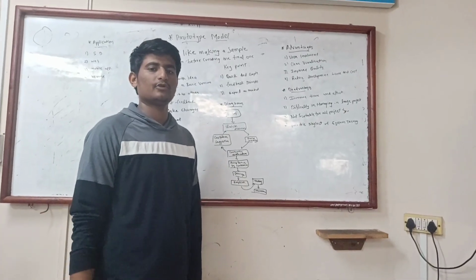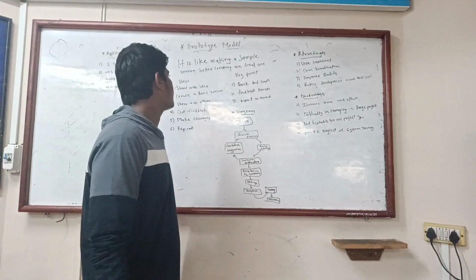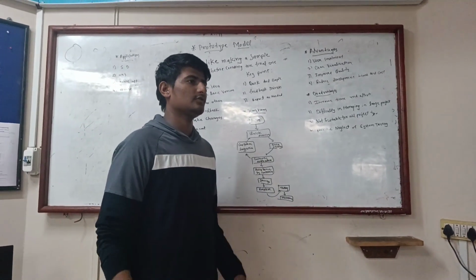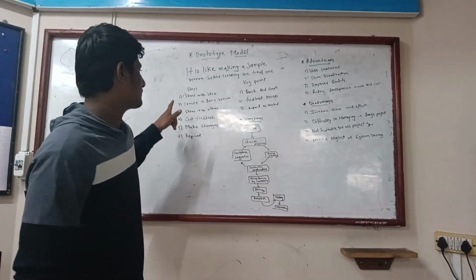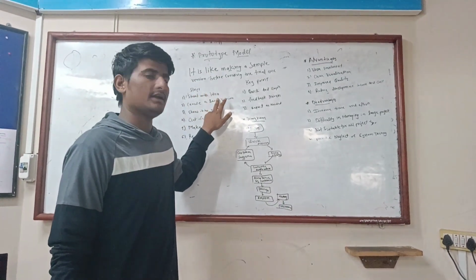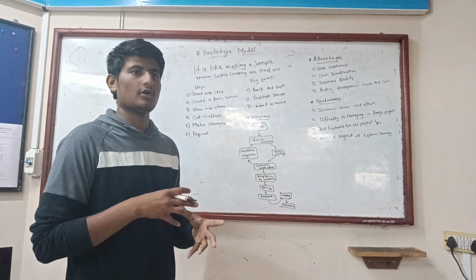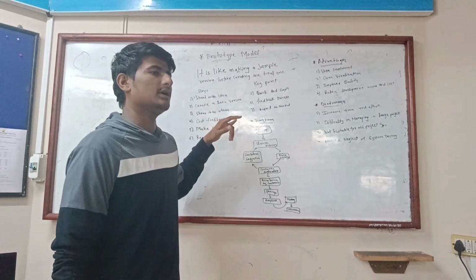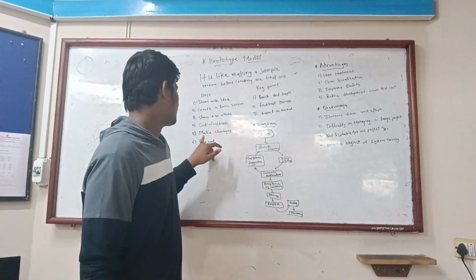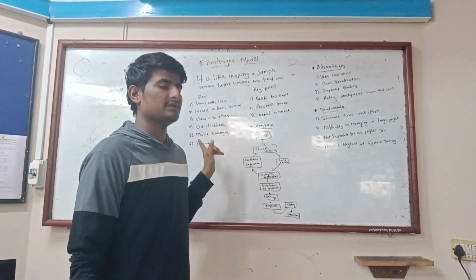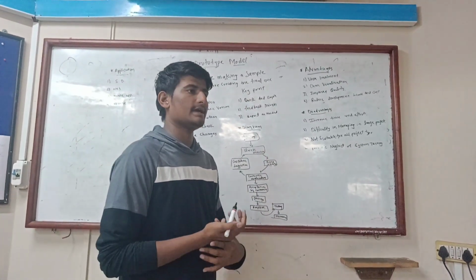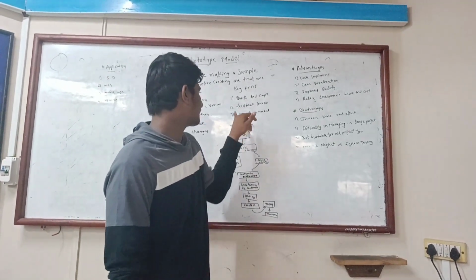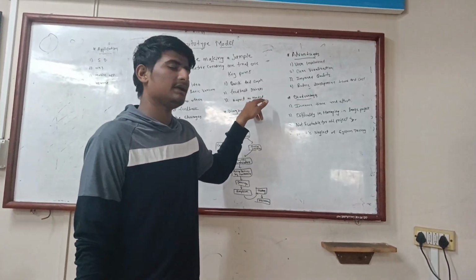Going to talk about the prototype model. It is like a sample. First we make a sample of the whole project. And what are the steps? The steps are: start with an idea, create a basic version of the project, show it to others, get feedback, make changes and repeat until the customer is satisfied. The key point is that it is quick and simple, feedback driven, and repeated as needed.